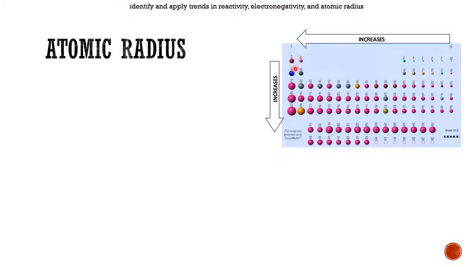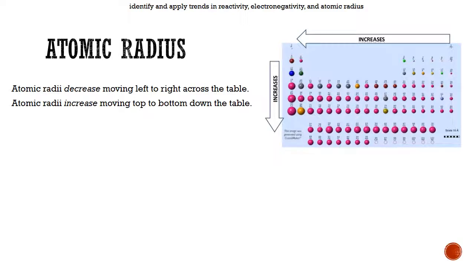As we go from top to bottom, that atomic radius increases. The atoms get bigger. So as we can see here, atomic radii decrease moving left to right across the table, and they increase moving top to bottom down the table. Now the more important question here is why. We want to understand why the size of the atoms has a trend that fits this description.